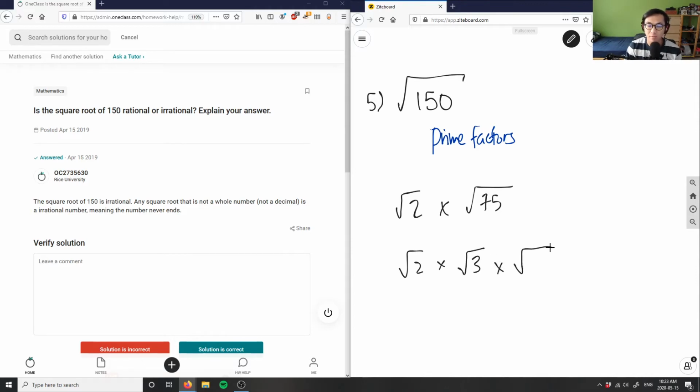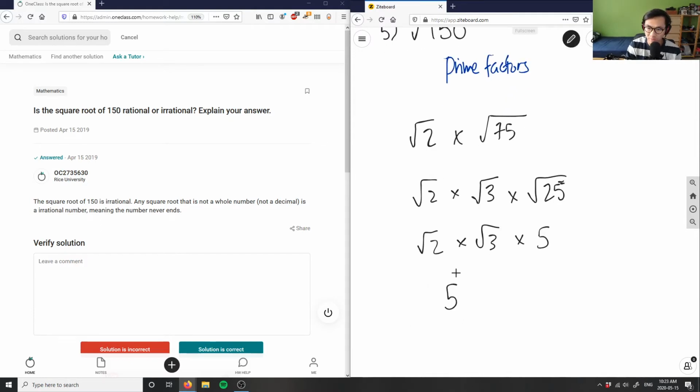And then I'm going to get 75 divided by 3, which I believe is 25. And then I know the root of 25 here equals 5, right? So I simply have root 2 times root 3 times 5 here. So this would simplify to 5, and the root 2 times root 3 is simply root 6 here. So this here is my solution for the prime factors of 150.